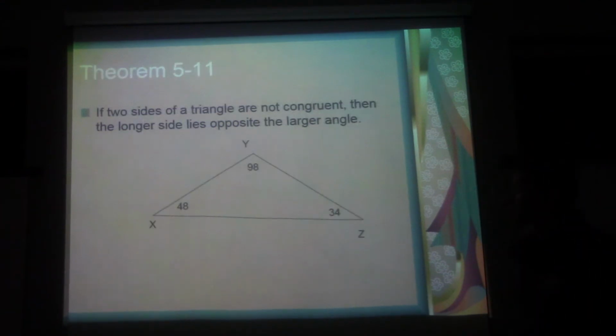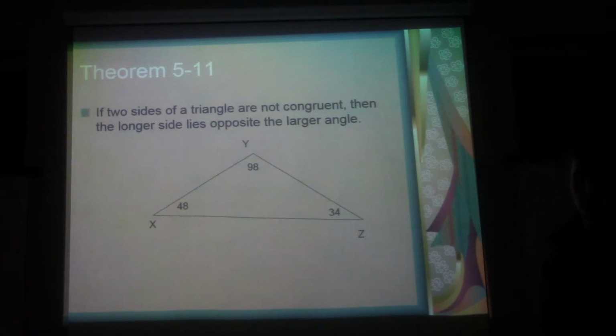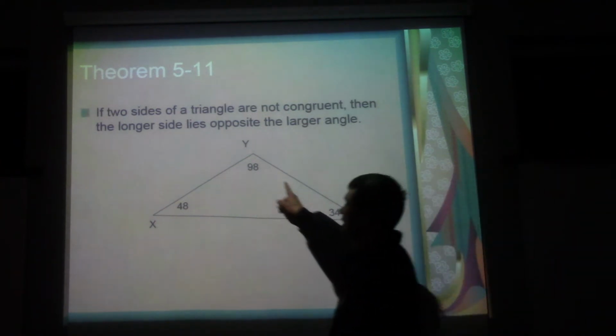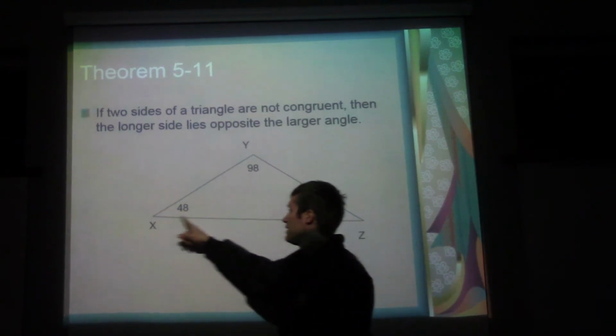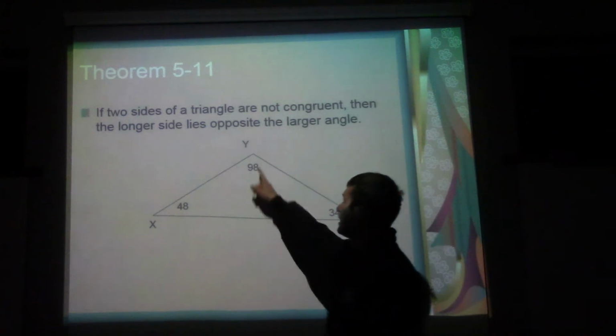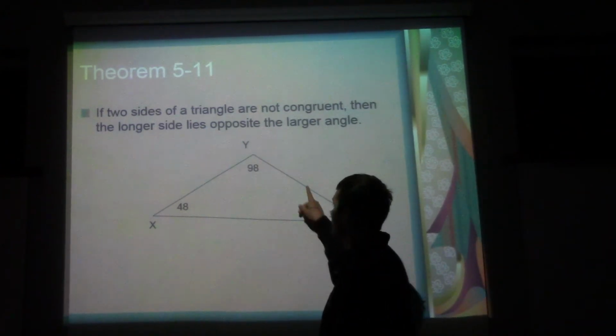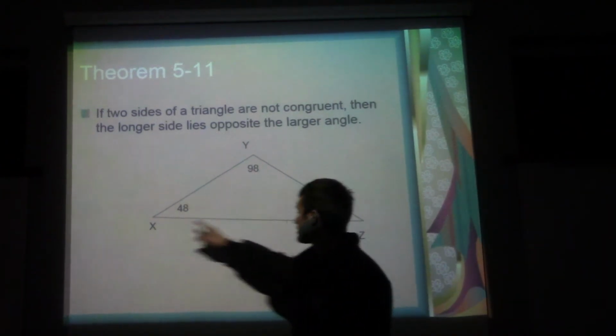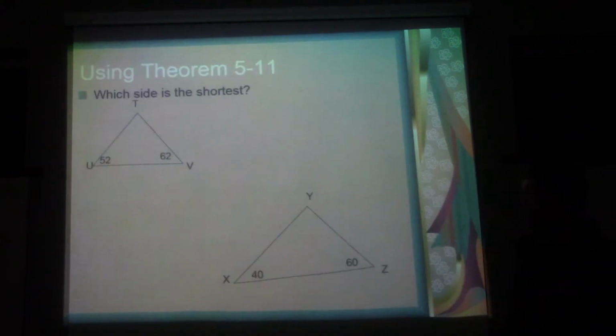If two angles of a triangle are not congruent, then the longer side is opposite the larger angle. So this would be the converse. So my longest side is opposite my largest angle. So I go to my largest angle, 98. So XZ would be my longest side, followed by YZ, and then my shortest side would be YX because it's opposite 34.